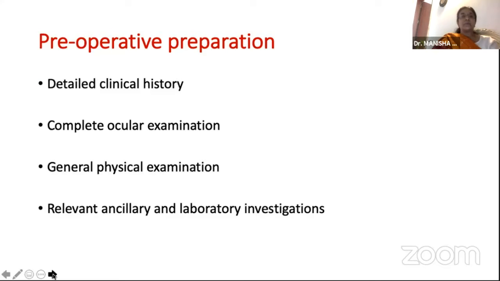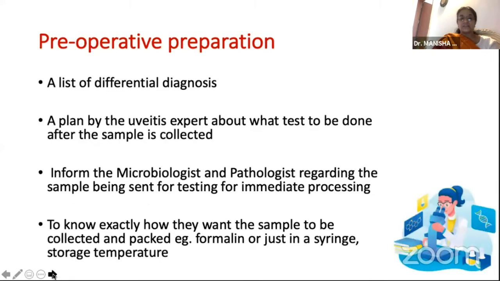As far as the pre-op preparation is concerned, we have to take a detailed clinical history. There are no shortcuts for that. A complete ocular and physical examination in any patient of uveitis, along with relevant ancillary laboratory investigations, are a must. We must also have a list of differential diagnoses rather than doing anything blindly. A plan by the uveitis expert about what tests are to be done after the sample has been collected has to be well outlined before you actually plunge into collecting the sample.